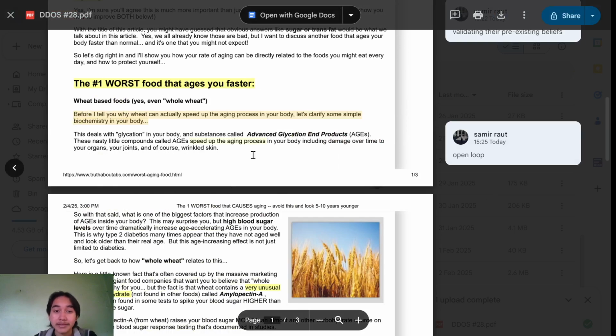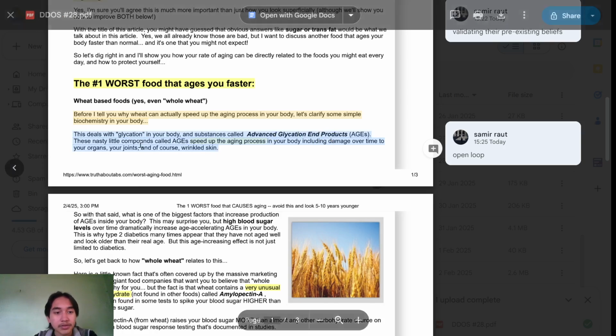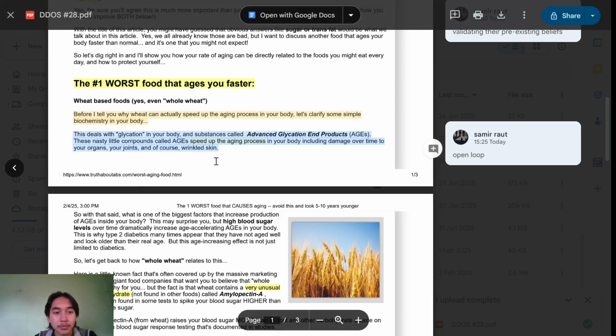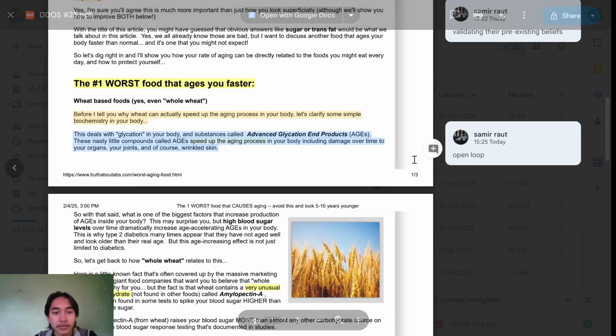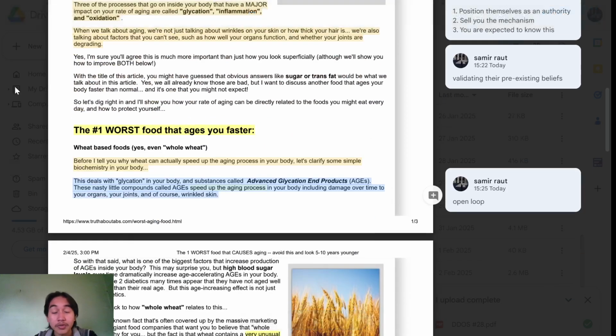I hope you're starting to connect the dots. This deals with glycation in your body and substances called advanced glycation end products. These nasty little compounds called AGEs speed up the aging process in your body, including damage over time to organs, your joints, and of course wrinkled skin. As I said, they're going to use technical stuff to make it sound complex.